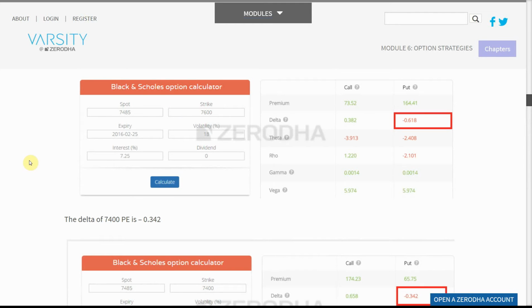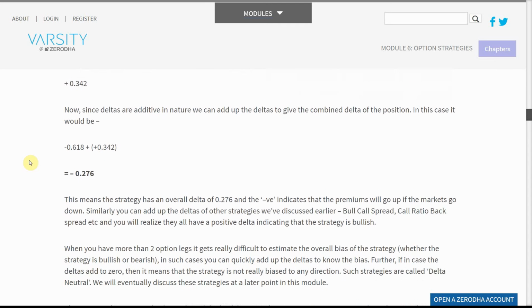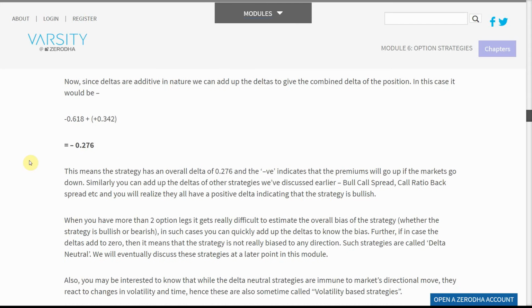Since deltas are additive in nature, we can add up the deltas to give the combined delta of the position. In this case, it would be minus 0.618 plus 0.342 equals 0.276. This means the strategy has an overall delta of 0.276, and the positive sign indicates that the premiums will go up if the markets go up.